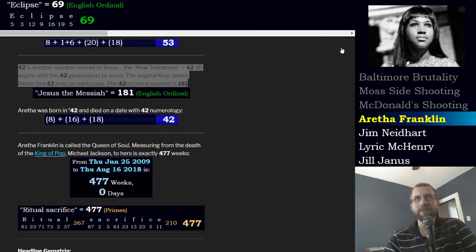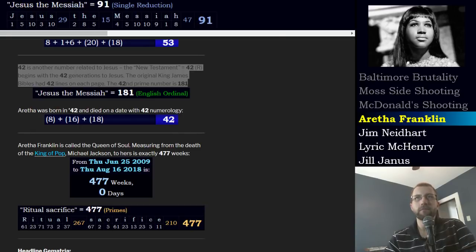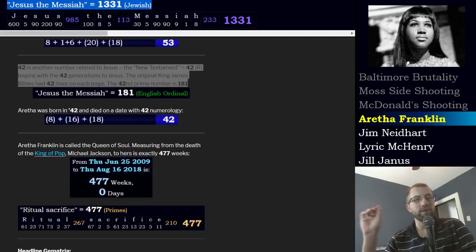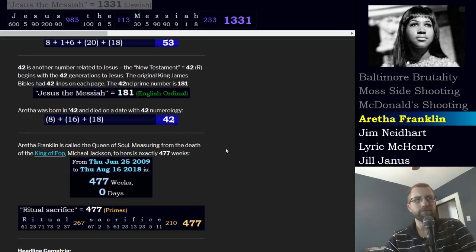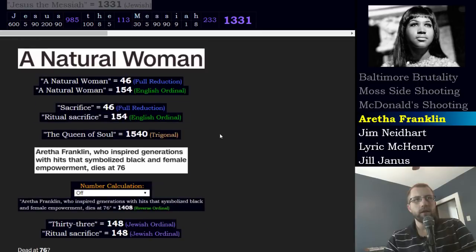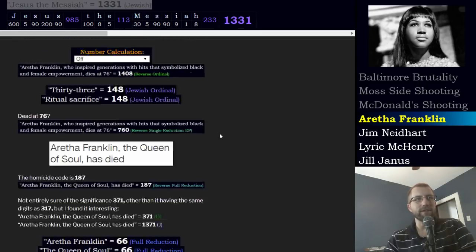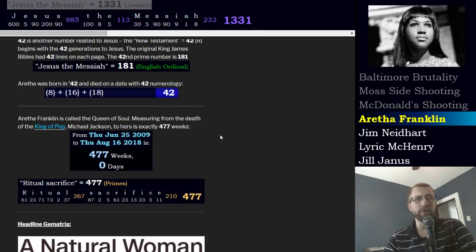The word eclipse equals 42 also in single reduction. And then if you look at Jewish Gematria, Jesus the Messiah equals 1331, which is the number that actually does represent a solar eclipse. Now we're going to talk about how her death measures up to those deaths of other famous musicians, particularly ones from Detroit. But first, we'll talk about Elvis.